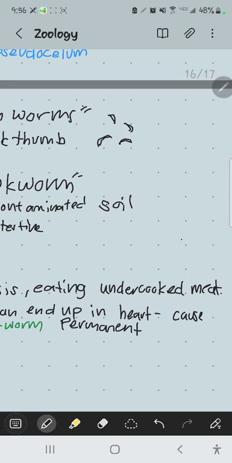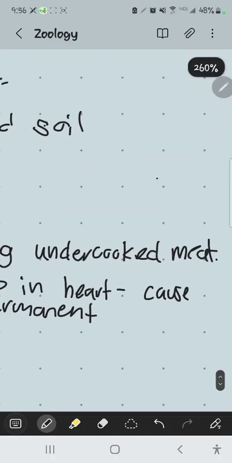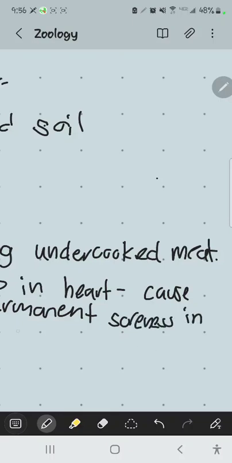And I'll basically ask you, how do you get the disease? Undercooked or raw pig or bear meat. It's kind of the most common way to get it. But it occurs in many kinds of animals. Questions? Look good? Okay. All right.